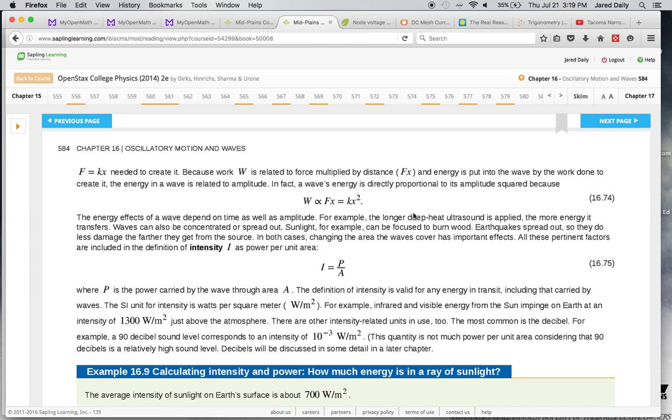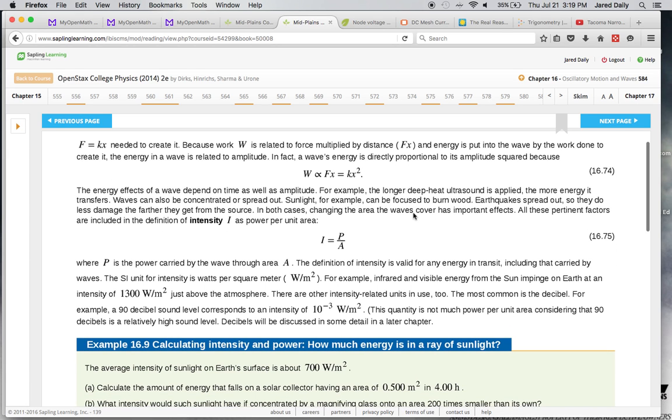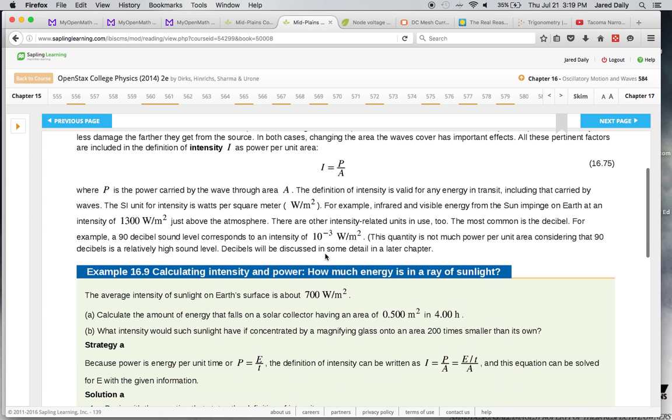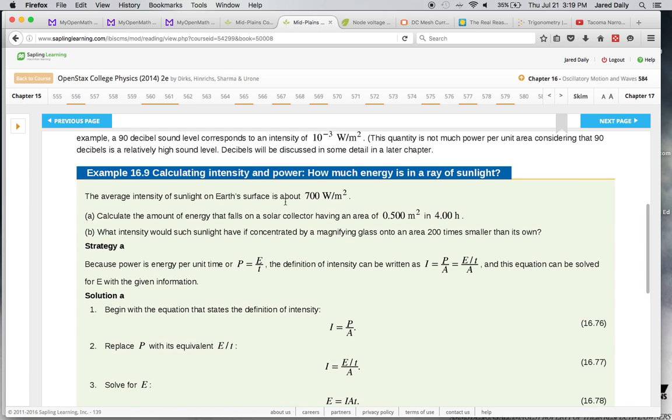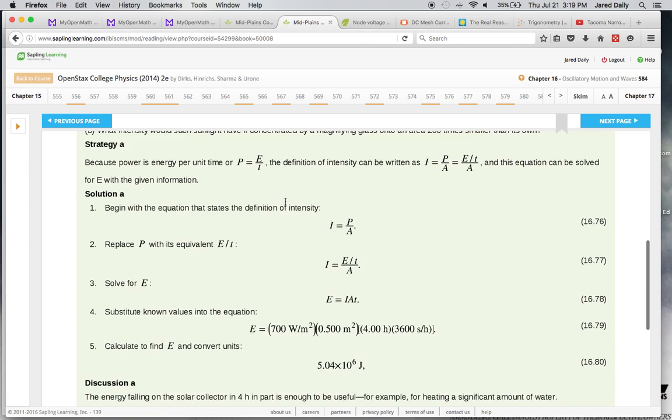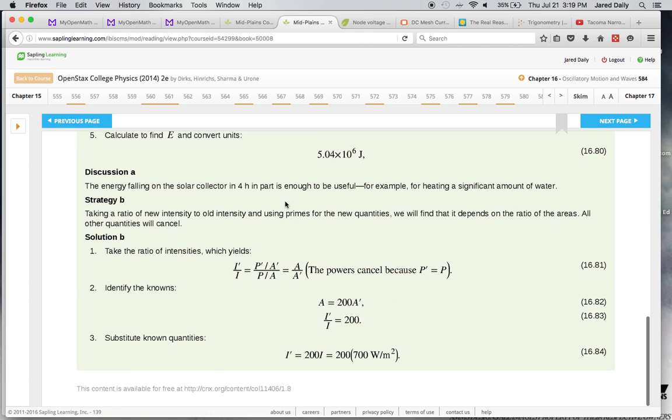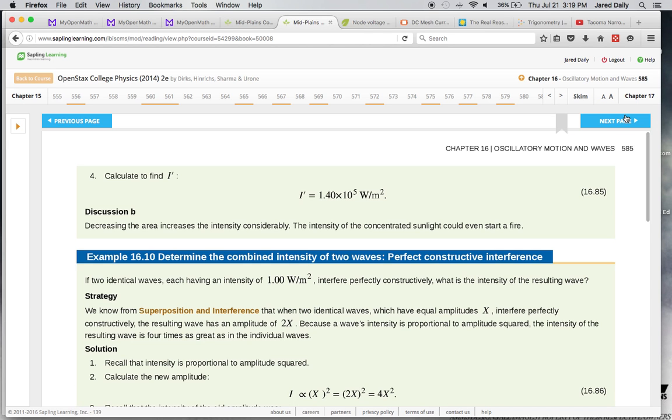Okay, so now wave intensity. We know that the work to create a wave is going to be kx squared, where the k is the spring constant of a spring, if that's what caused the wave, so it's kind of related. But we know that intensity is power divided by area. We've learned about that before. And we did this problem before where we calculated the intensity of sunlight on the Earth, so we won't go through that again. However, we haven't done a problem like this.